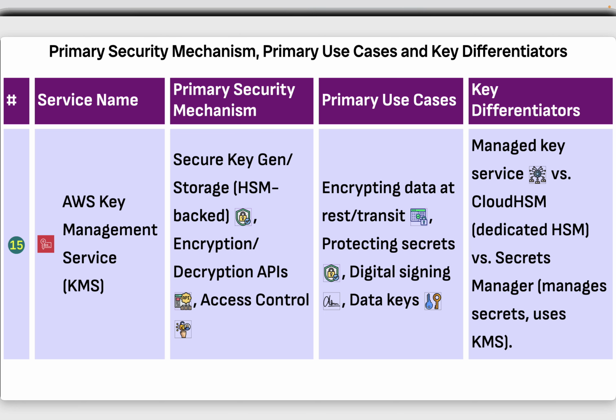Next, AWS Key Management Service, KMS. Primary security mechanism is secure key generation and storage, which is backed by HSM, and encryption and decryption APIs and access control. Primary use cases are encrypting data at rest and data in transit, protecting secrets, digital signatures, and data keys. Key differentiators are managed key service versus CloudHSM, which is for dedicated HSM, versus Secrets Manager, which is for managing secrets, and that also uses KMS. HSM is hardware security module.